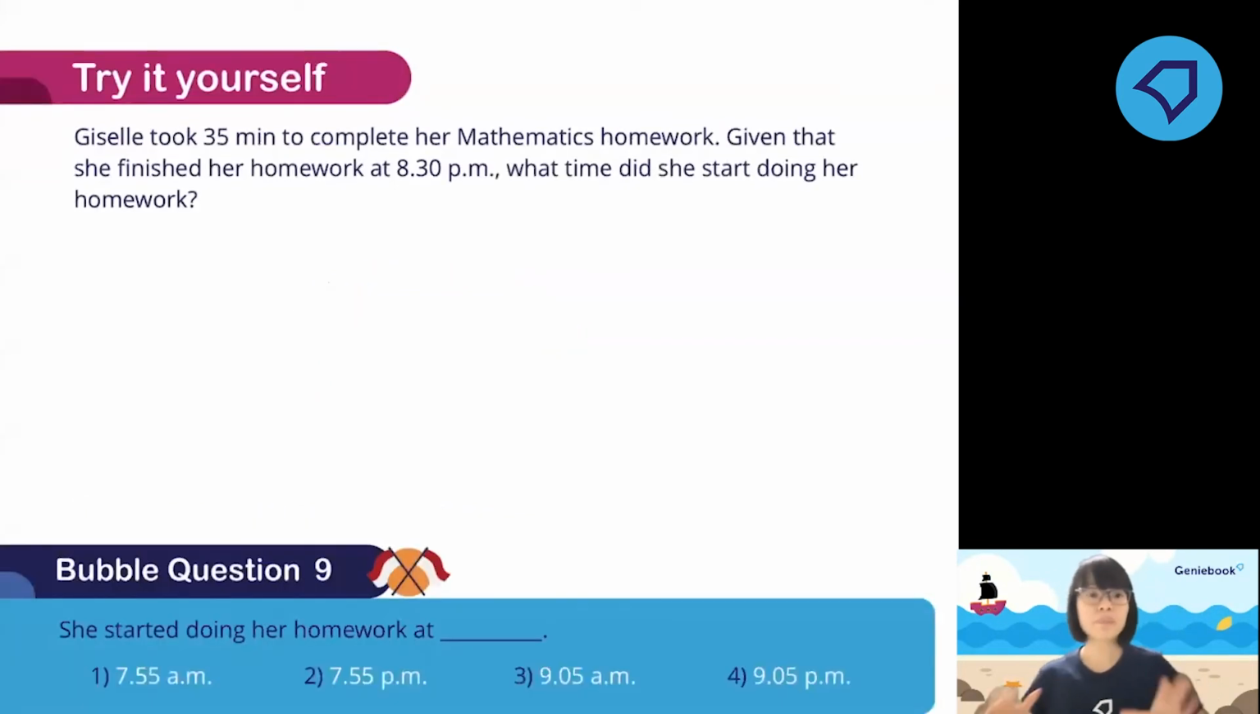Okay, you try. Giselle took 35 minutes to complete her mathematics homework. Given that she finished her homework at 8:30 p.m., what time did she start doing her homework? She ended at 8:30. What time did she start? Okay, 1 minute, 30 seconds. Options counting in 3, 2, 1. Let's go. What time did she start? Count backwards properly. 35 minutes.